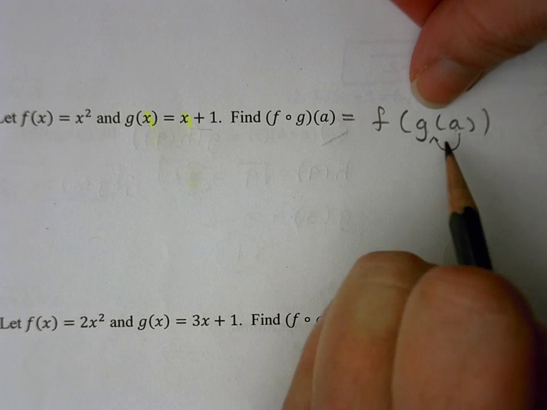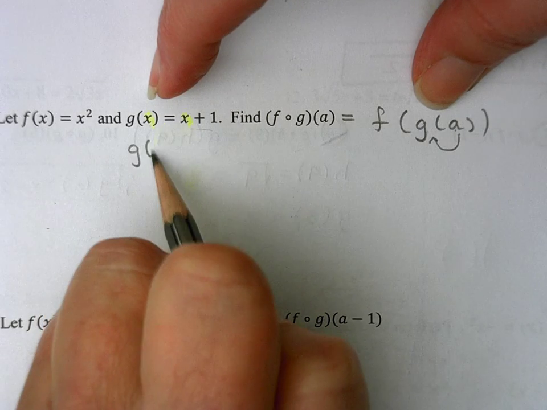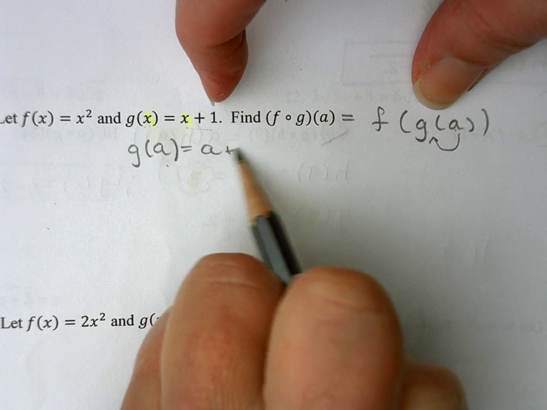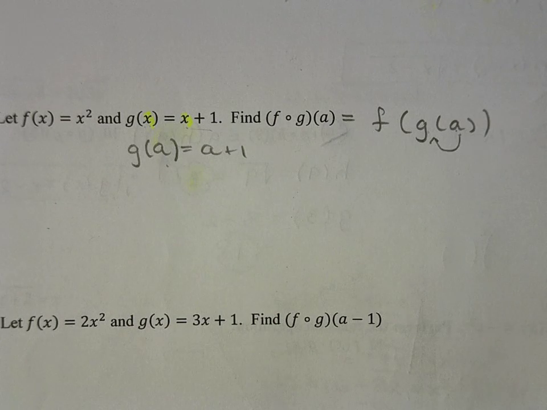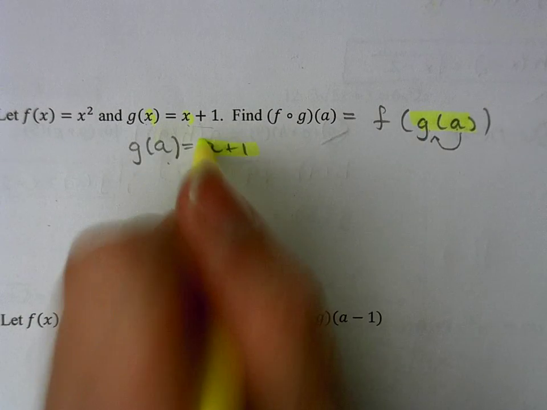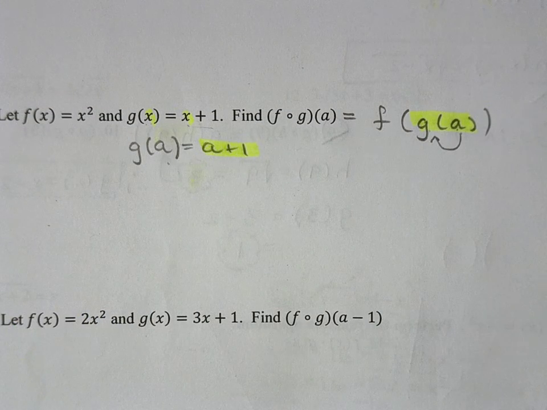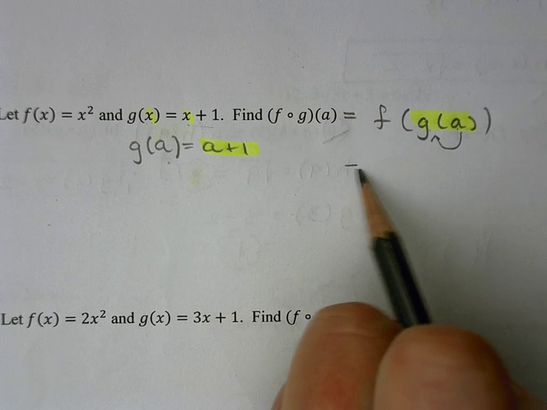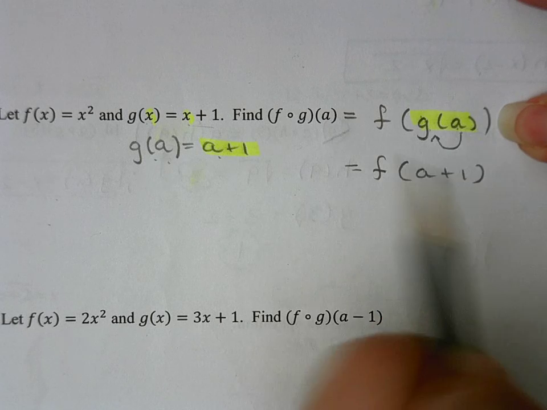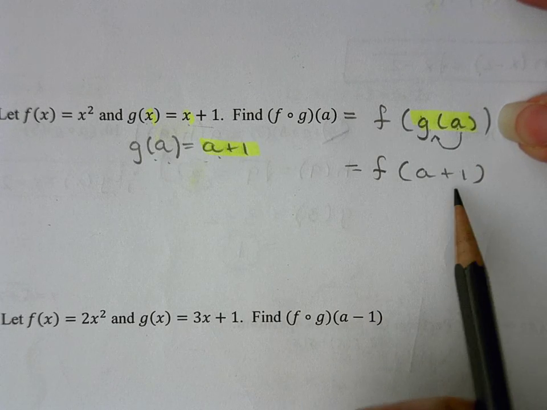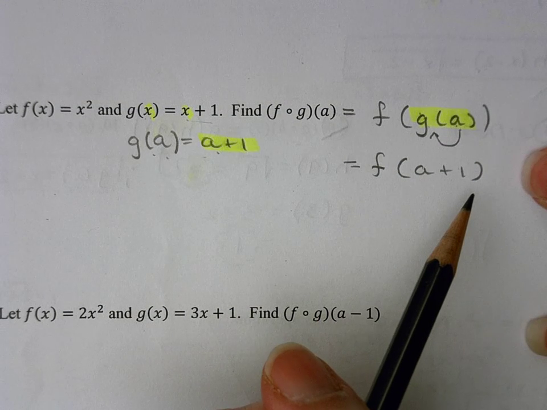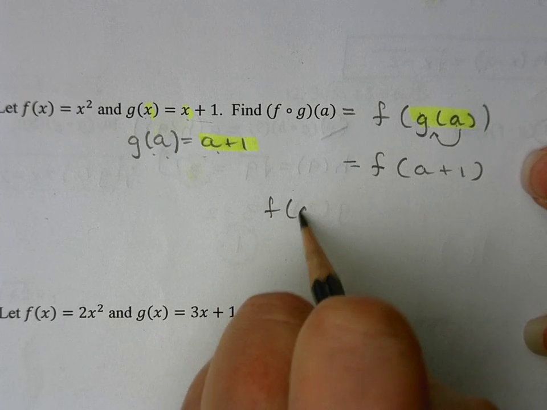So I'm finding this part first. So g of a, so replace x with a, is a plus 1. So then I know that g of a, so this portion right here, is equal to a plus 1, right? Because g of a is a plus 1. So I'm going to do a substitution. So instead of writing the left side, I'm going to write the right side. So g of a is a plus 1. And so now I need to find f of a plus 1. So I have to figure out what is f of a plus 1.